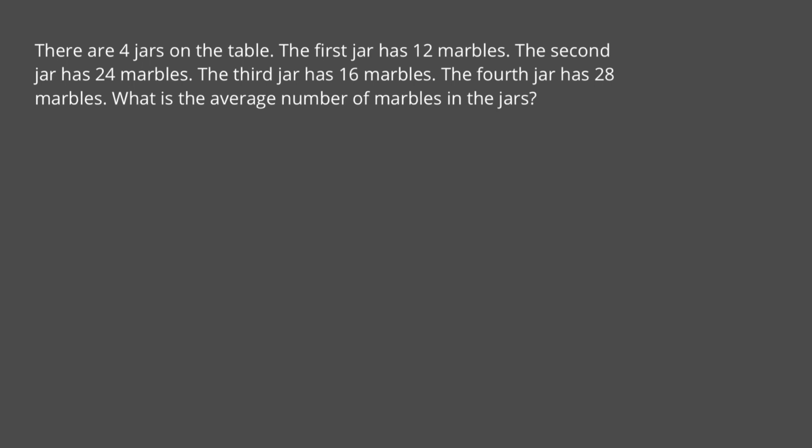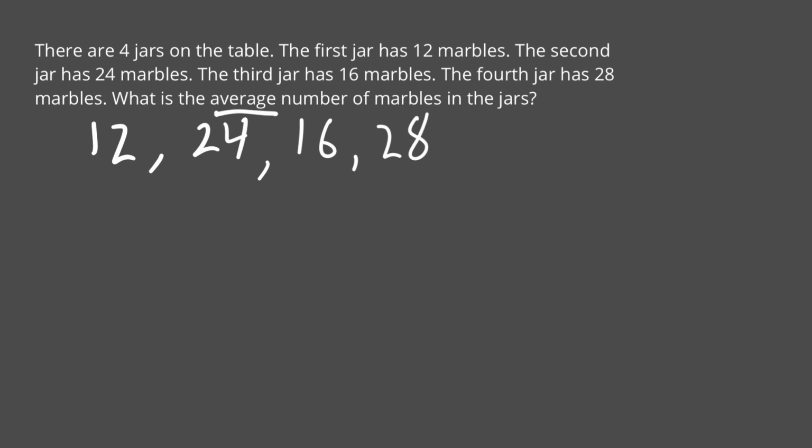Okay, now we have a word problem. It says there are 4 jars on the table. The first jar has 12 marbles. The second jar has 24 marbles. The third jar has 16 marbles. And the fourth jar has 28 marbles. What is the average number of marbles in the jars?